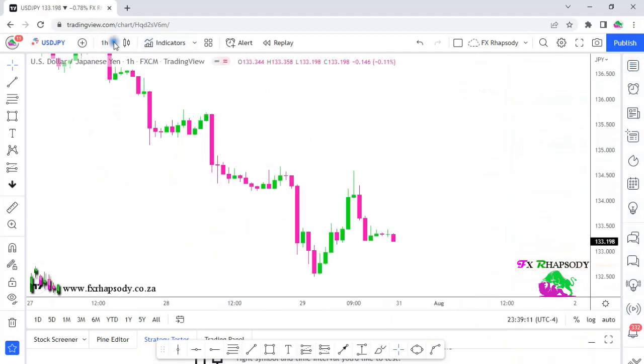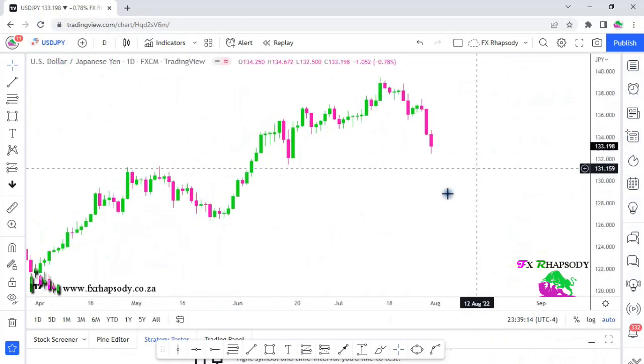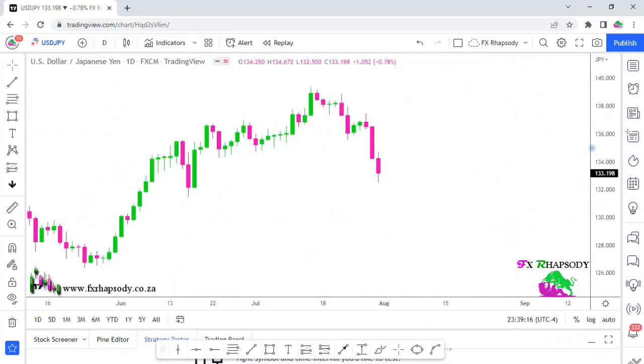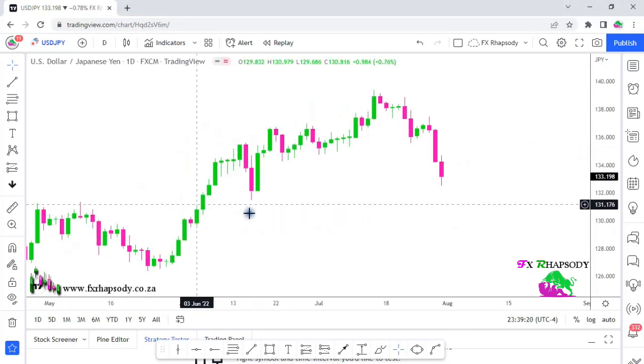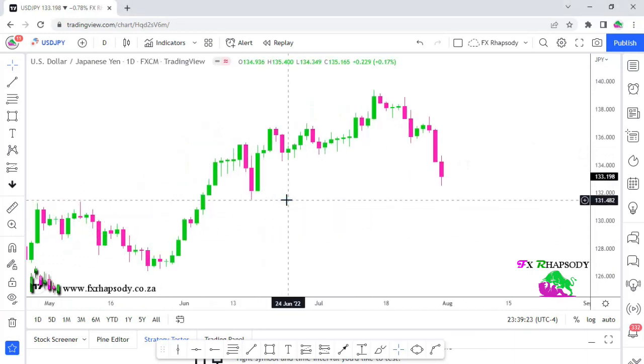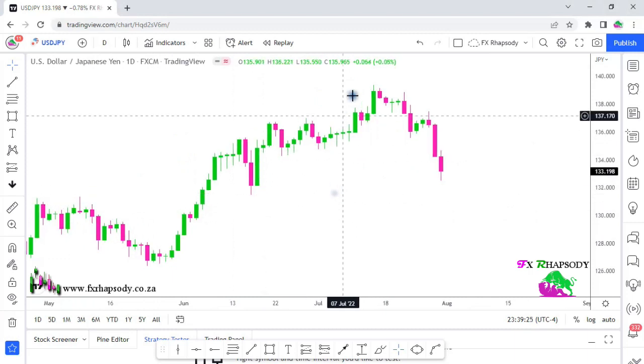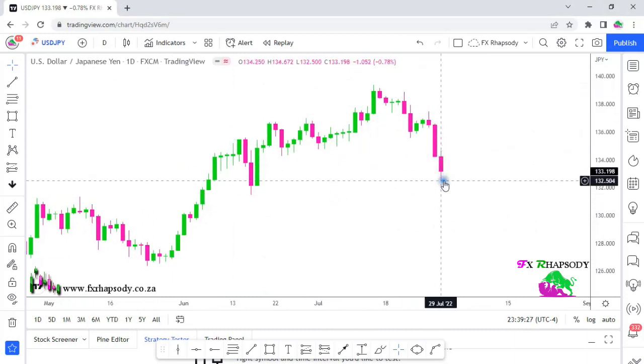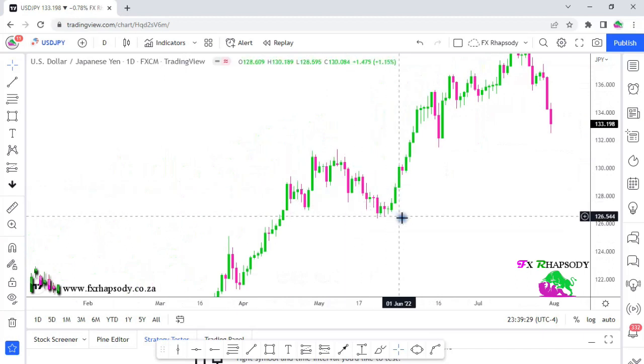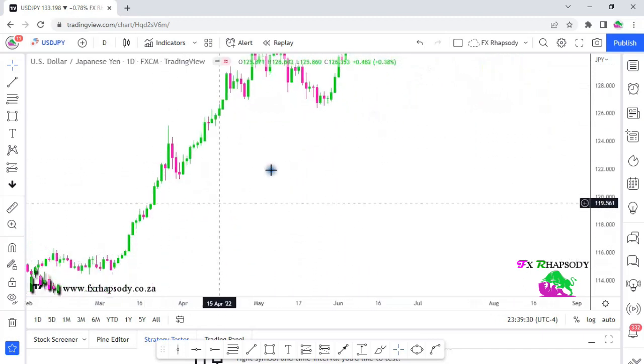We're going to again start off with our daily time frame so that we can do a little bit of top-down analysis. Just zooming it in a little bit. There we go. So daily time frame on the USD Japanese yen. We can see this nice pullback downwards. We had for a long while, as you can see, nice upwards movement.